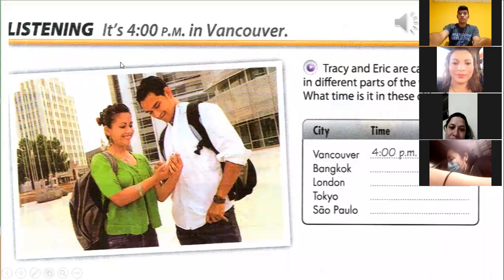Please, everybody, activate your microphones, right? And your speakers, mostly. Okay, this is the instruction that we're going to have. Tracy and Eric are calling friends in different parts of the world. Listen, what time is it in these cities? So you have to listen to the time. Vancouver, Bangkok, London, Tokyo, and Sao Paulo. In your notebooks, you have to copy the time, but tell me if it is a.m., p.m., etc. I'm going to play the audio two times. Please check the information.